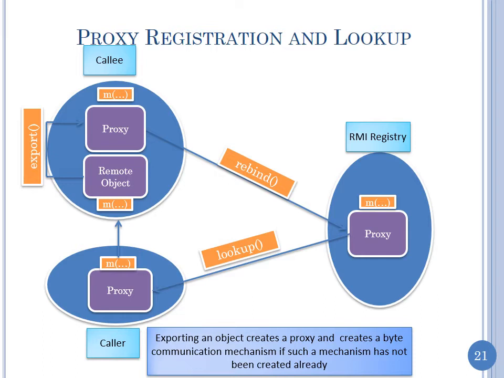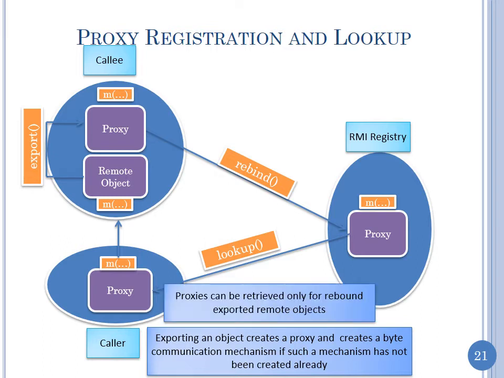A port number. You are familiar with port numbers from the web. This is a very OS specific concept. It started with Unix, but it now is everywhere. Multiple processes can listen for data communication messages on the same host, and to distinguish among the mailboxes used by the different processes, we use port numbers, which are global to all processes. So proxies can be retrieved only for rebound exported remote objects. The object has to be exported and then rebound or registered for it to be a remote object.